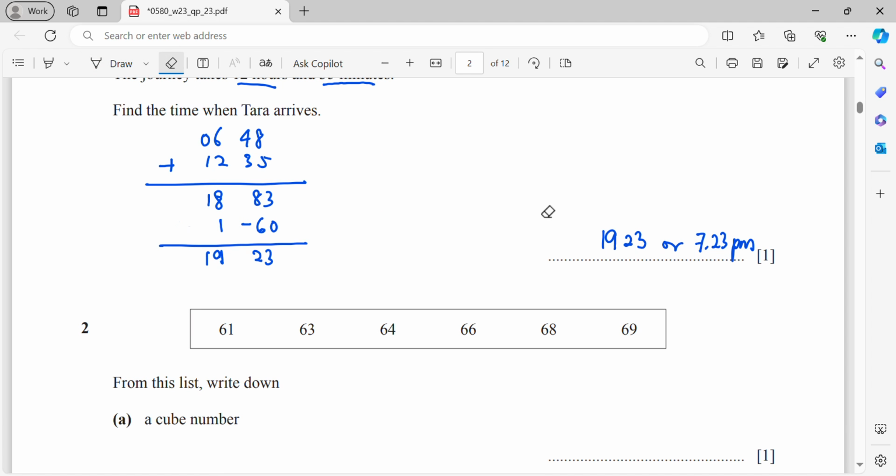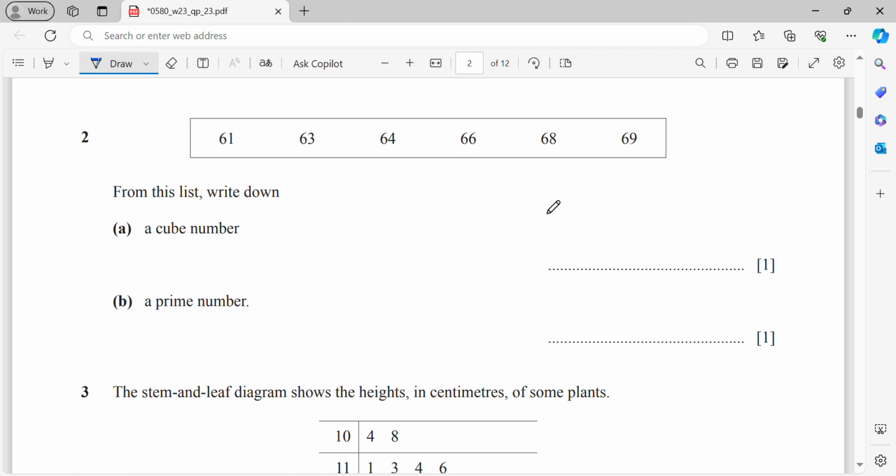Now for question number 2. From this list, write down a cube number. So a cube number means that, let's say 1 cube is 1, so cube number is 1. 2 cube is 8. So 8 is the cube number. So that's the meaning of cube number here.